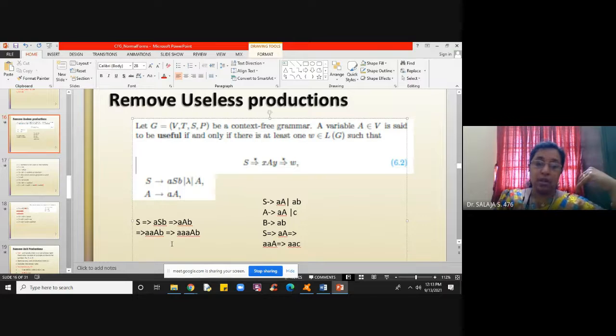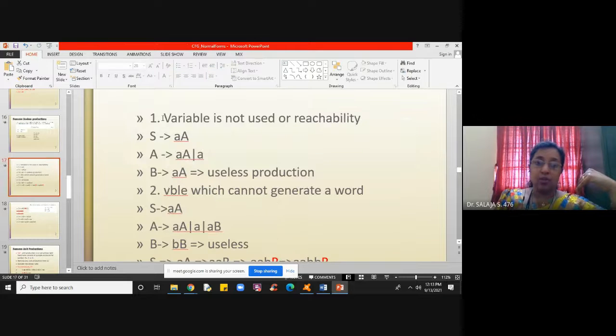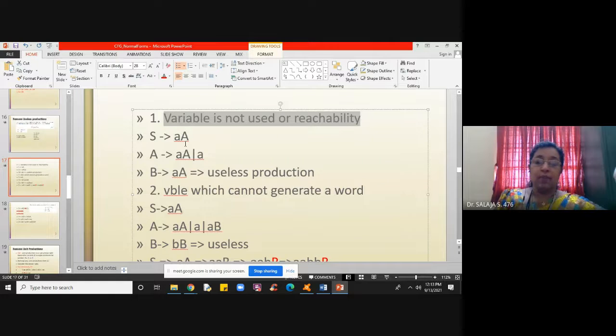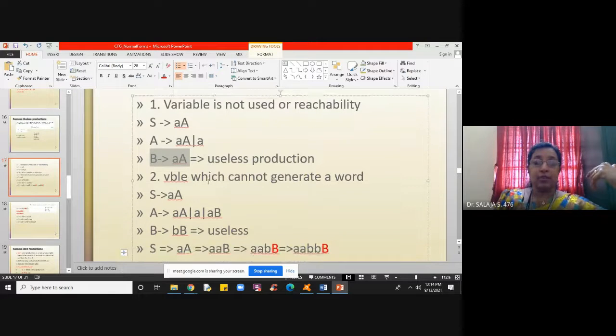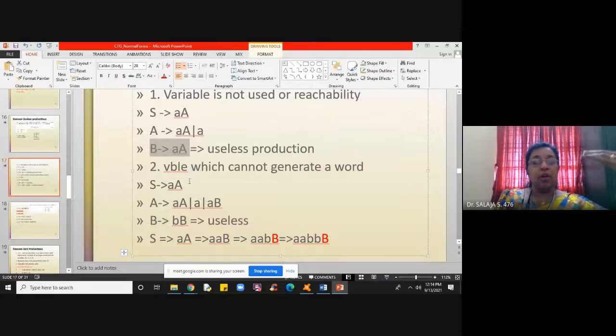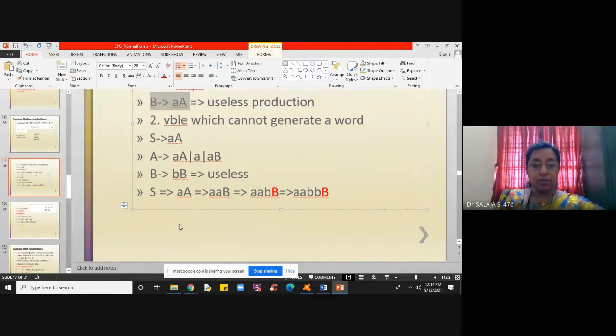That is based on the reachability concept. So that is what is said here. Variable is not used or is not reachable. Such kind of productions have to be removed. So this production will be removed. It's a useless production. Then the next one is what I have explained so far. You have a particular variable. It goes on and on. You will never be able to create a sentence, and therefore the production becomes useless.